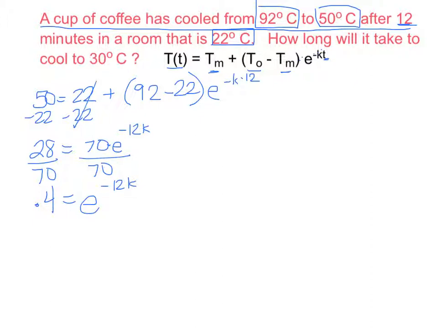And now you kind of have pulled out as much stuff as you can. You're ready to switch forms. So let's switch it to a logarithm to get that k out of the exponent. So this will be a log base e, so we write natural log of 0.4 equals my exponent. Divide both sides by negative 12, and I've got my k value.